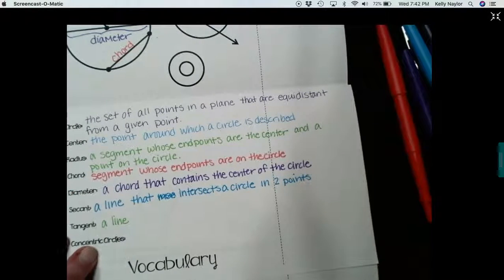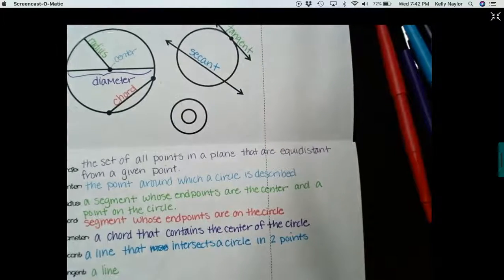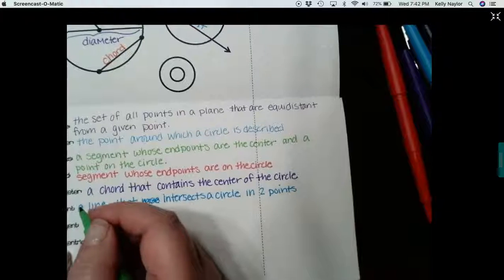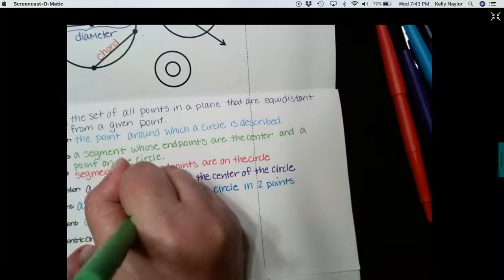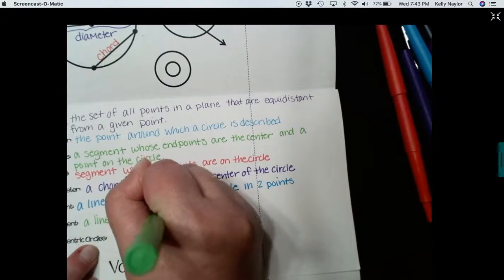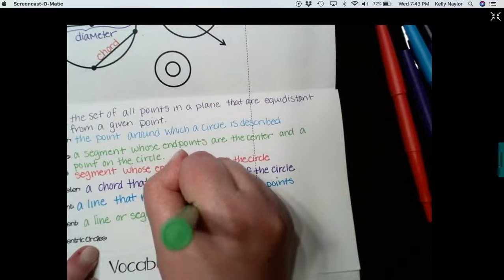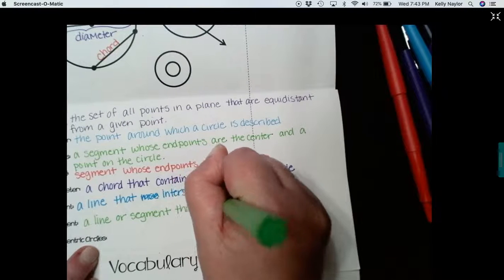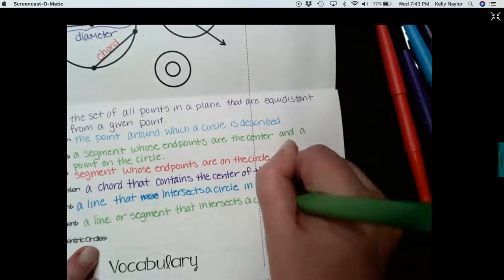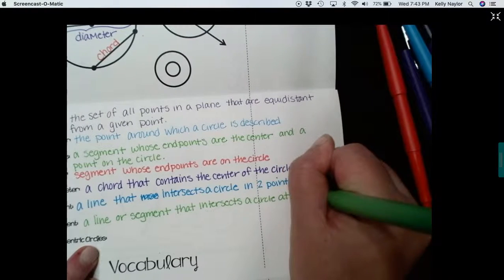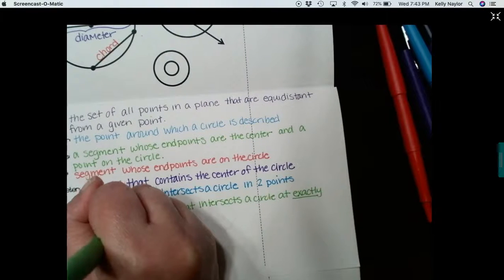But you'll notice that the tangent, it's only intersecting the circle at one location. Okay? So it's a line, and actually it can also be a line segment. It doesn't have to continue on in both directions. So it's a line or segment that intersects a circle at exactly 1 point.